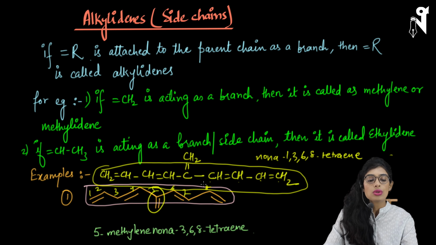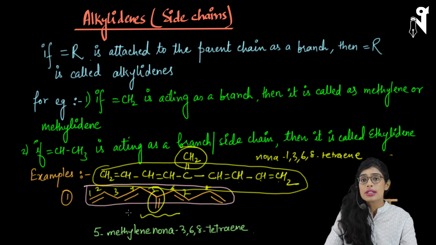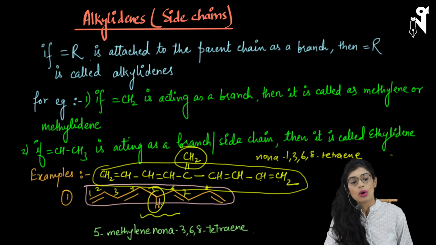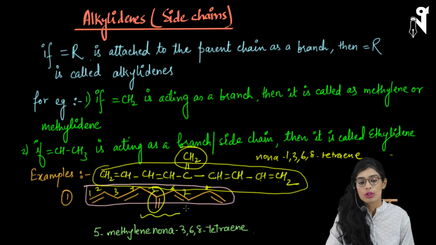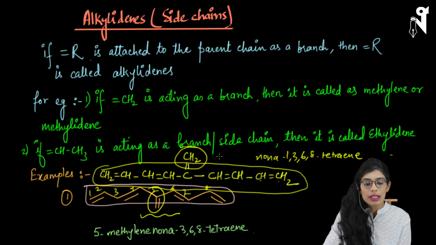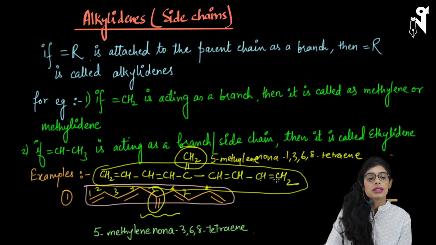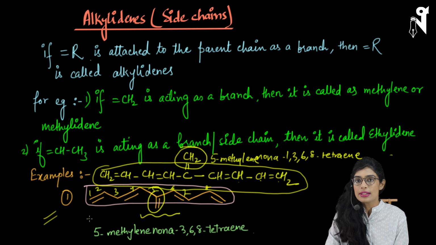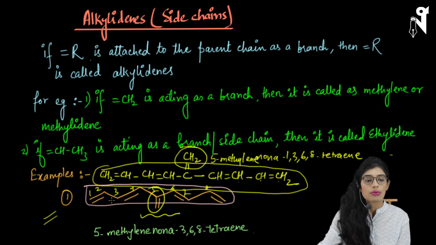And then what is the branch over here? This is the branch, double bond CH2. And we have already discussed what this branch is called. This branch is called methylidene or methylene. On which position does it exist? On the fifth position. So we will write it as 5-methylene nona 1, 3, 6, 8 tetraene. Okay, so this is how we are going to name the compounds carrying the alkylidenes as the side chain. So let's see a few more examples over here.